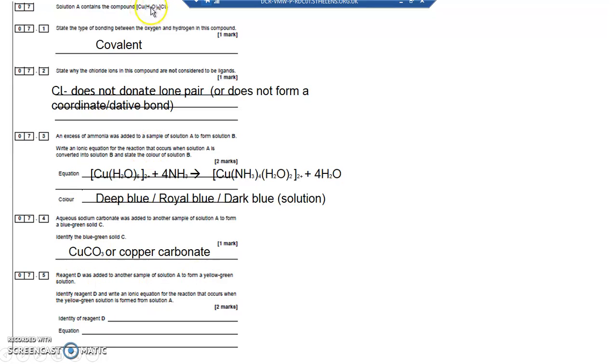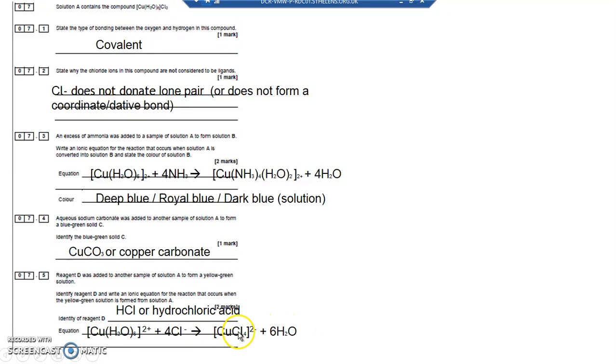So this forms a yellow-green solution, which is actually CuCl4 2-. So to replace the waters with Cl's, you're going to have to use concentrated hydrochloric acid. And concentrated hydrochloric acid will replace those 6 waters with 4 Cl's. So 6 of the waters, 4 Cl- chloride ions make CuCl4 2-, 6 H2O.